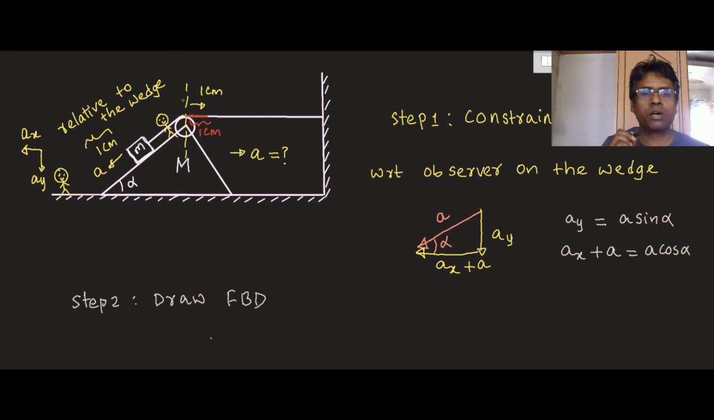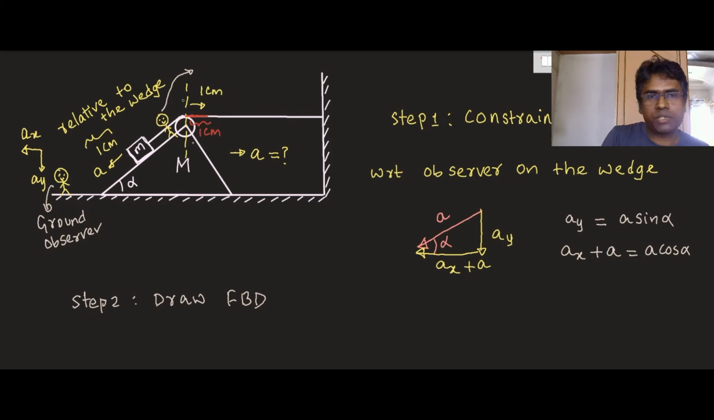Now again, whenever we draw a free body diagram for an object, sometimes there are two options. Either you can draw relative to a ground observer who is at rest, or relative to an observer who is moving. So in this case, if you take this observer standing on the wedge, you can draw the free body diagram of the block relative to this observer, because he is standing on something which is accelerating. The wedge is accelerating, so this observer is a non-inertial observer.